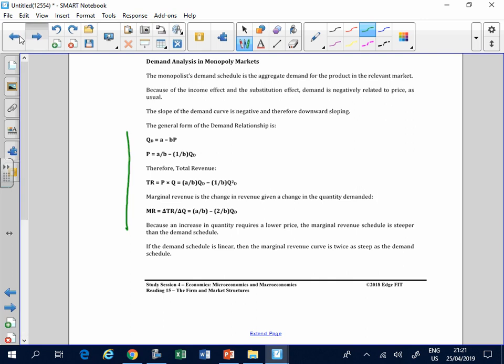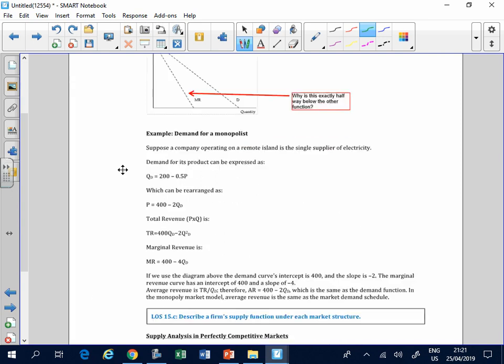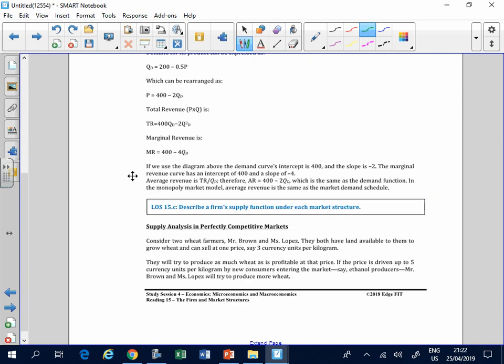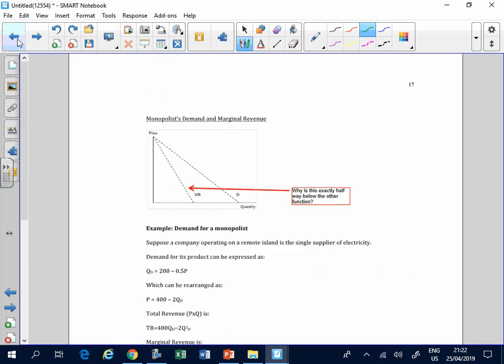So let's move on. Marginal revenue, total demand curve, exactly as you've seen before. Nothing changes. Total revenue functions. Nothing changes. Supply analysis. There's something that I haven't told you.